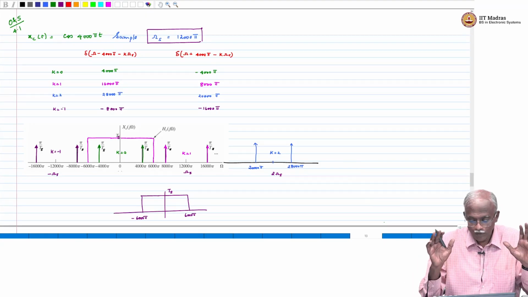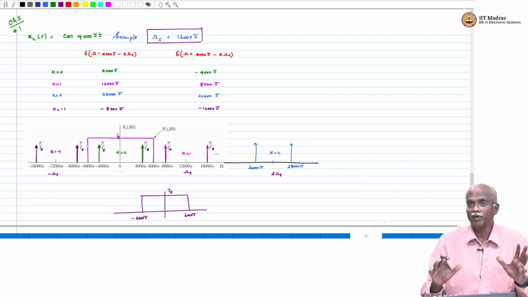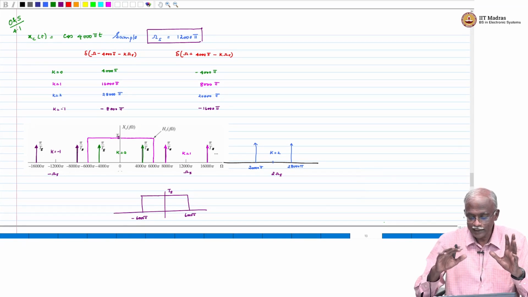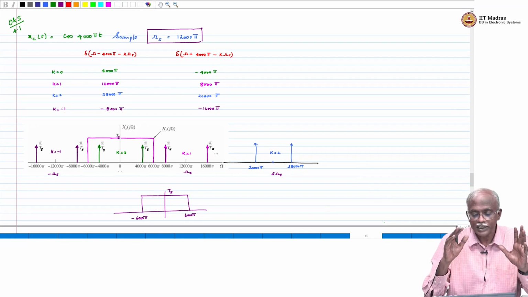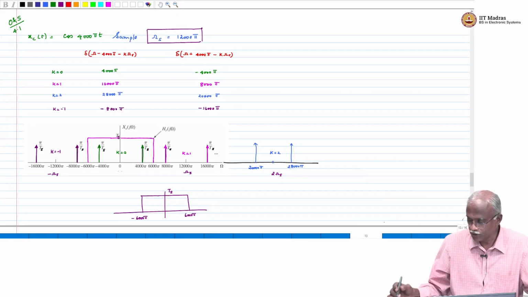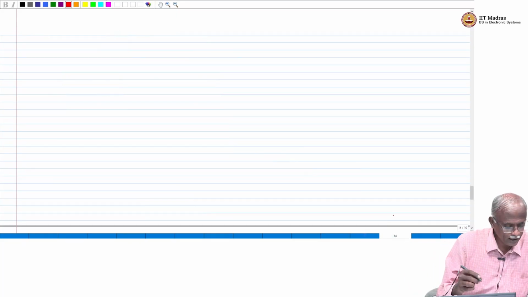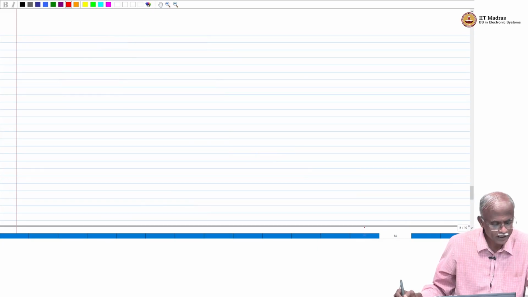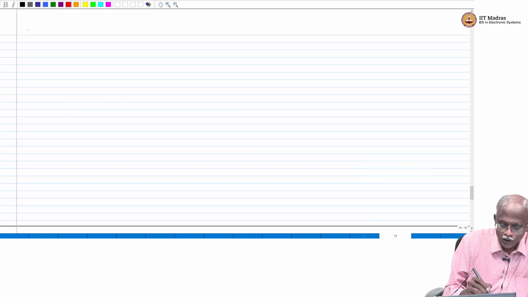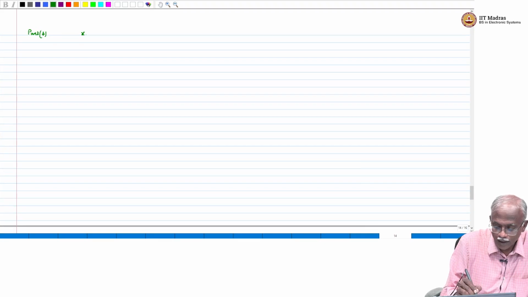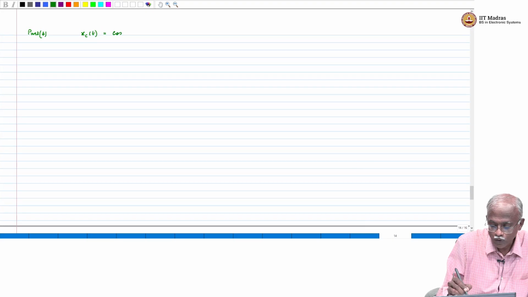Now, we want to look at the same problem, but in a slightly different way with a different sampling rate. So let us quickly do that, because it's going to be very instructive. This is part B of the same example, a continuation of the same example. We have a continuous time signal xc of t equal to cosine 4000 pi t.